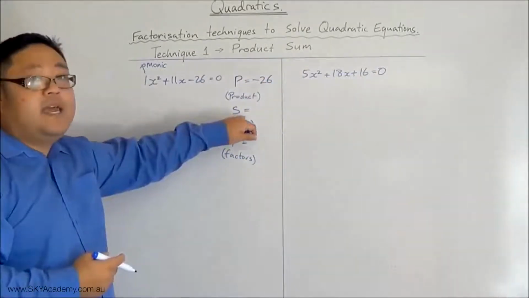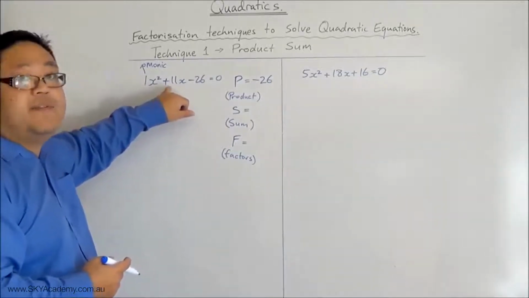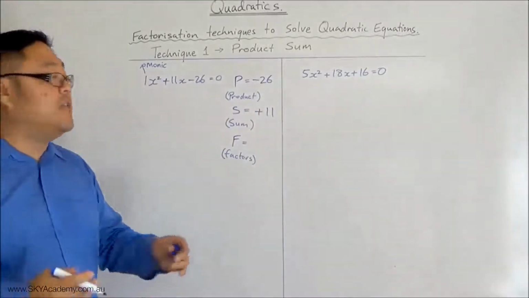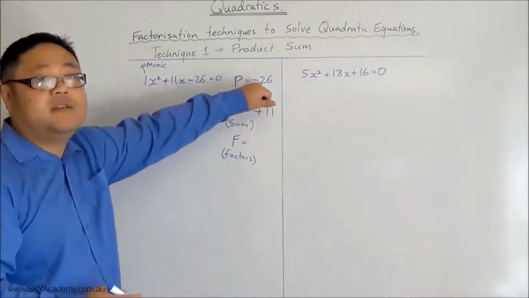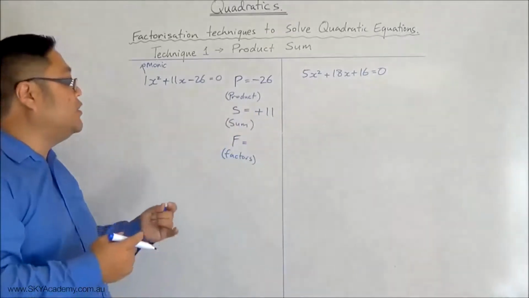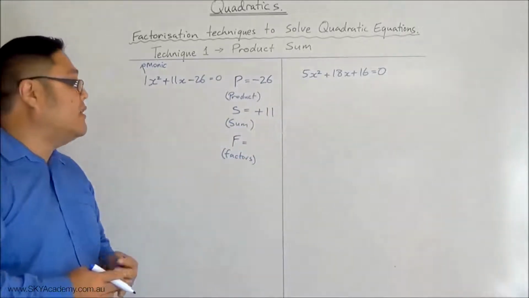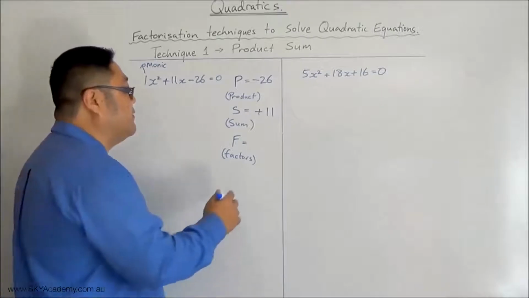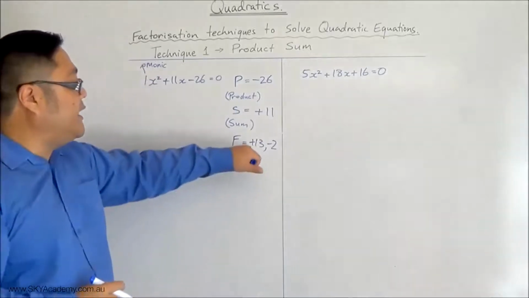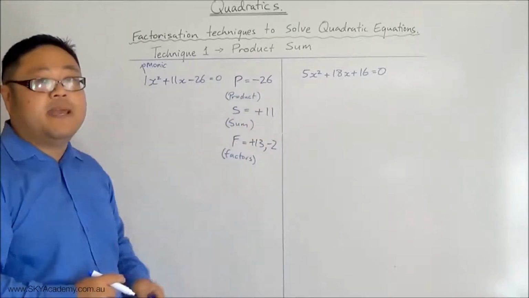The second letter, S, stands for sum. It will always be the second term. In this case, it's 11, so our sum is positive 11. The next question is, what factors of negative 26 will add to give positive 11? What 2 numbers multiply to give negative 26 and add to make positive 11? The answer, if you rattle your brain, is positive 13 and negative 2. Negative 2 and positive 13 multiply to give negative 26 and add to make 11.